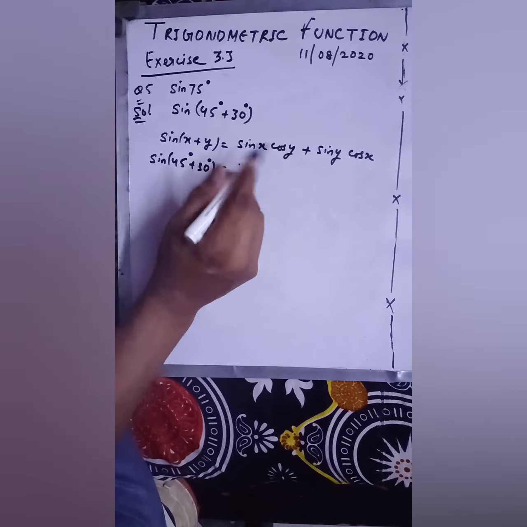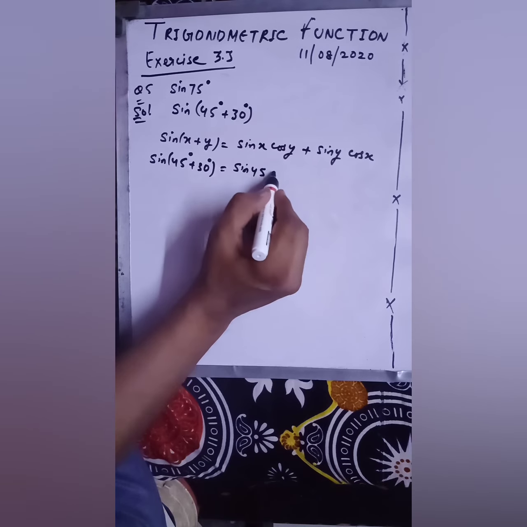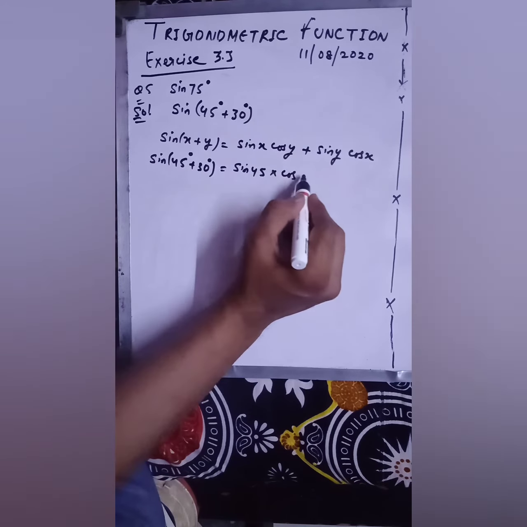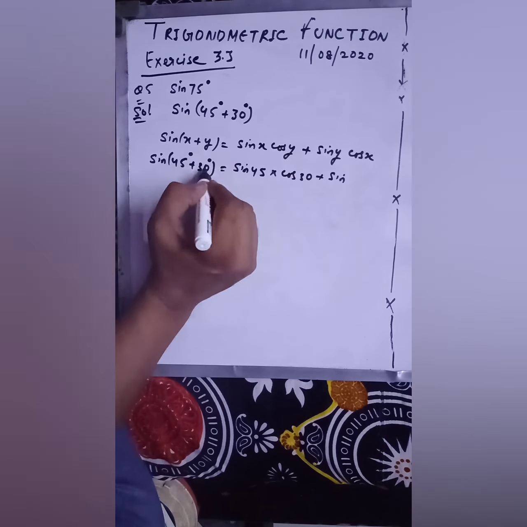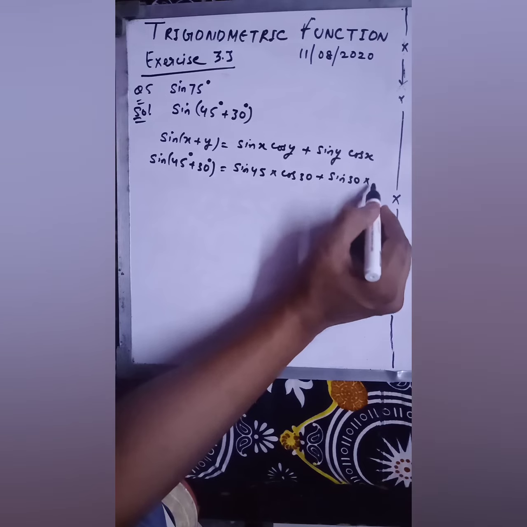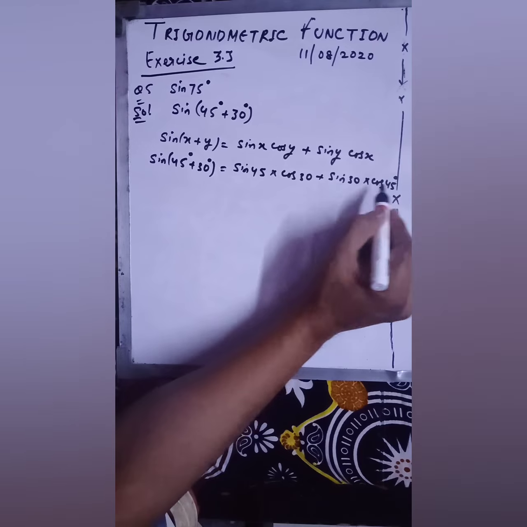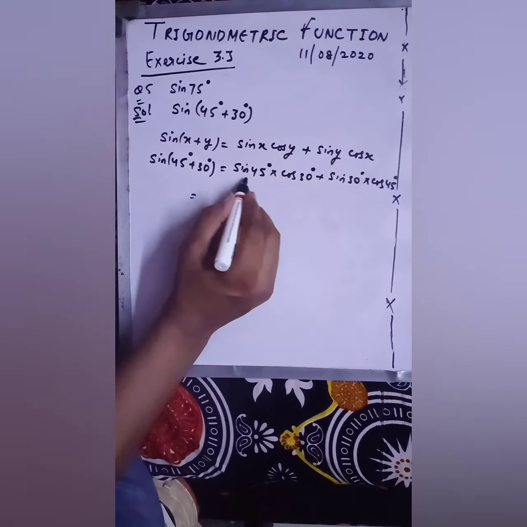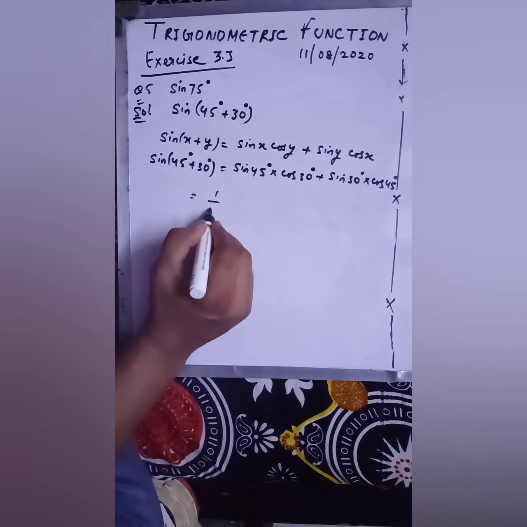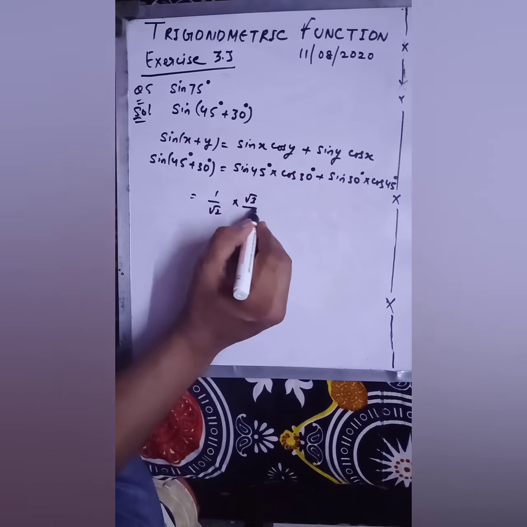Now it is sine x, where x is 45, into cos y, where y is 30, so cos 30, plus sine y, where y is 30, so you write sine 30, into cos x, where x is 45 degrees. That gives you sine 45. The value of sine 45 is 1 by root 2, into cos 30, which is root 3 by 2.